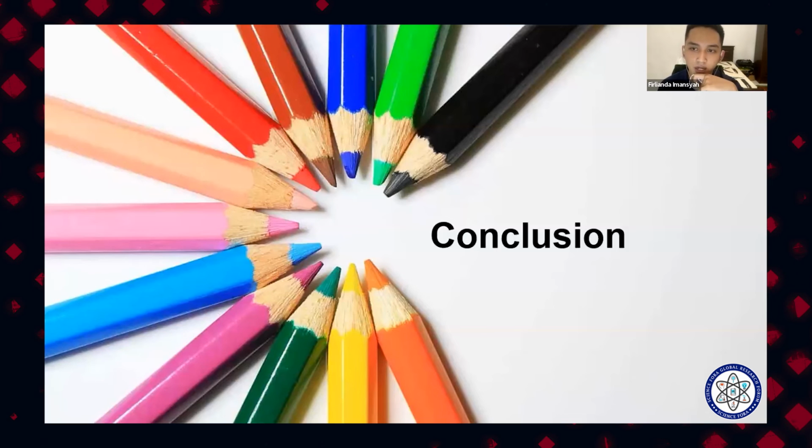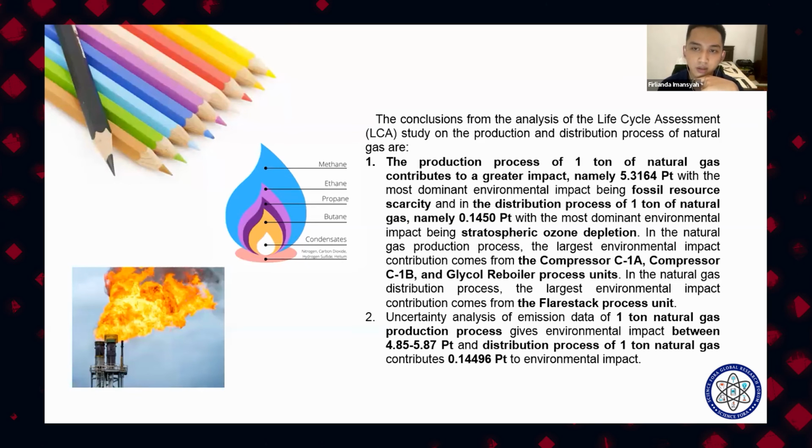The conclusions from the analysis of the life cycle assessment study on the production and distribution process of natural gas are: first, the production process of 1 ton of natural gas contributes a greater impact, 5.3164 points, with the most dominant environmental impact being fossil resource scarcity, and the distribution process of 1 ton of natural gas is 0.1450 points, with the most dominant environmental impact being stratospheric ozone depletion.